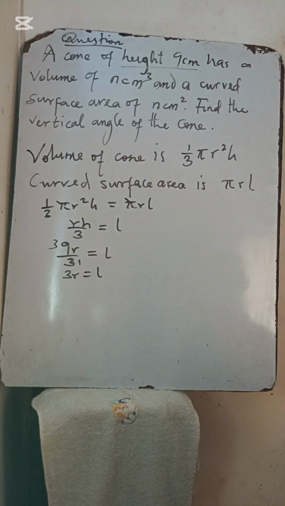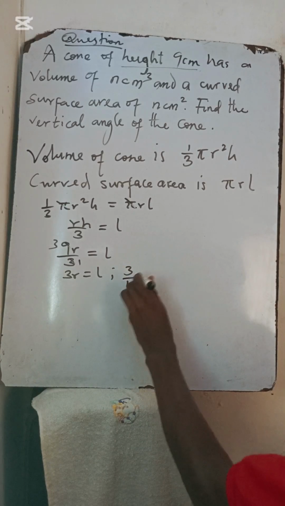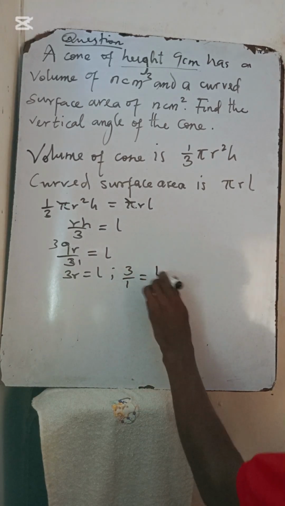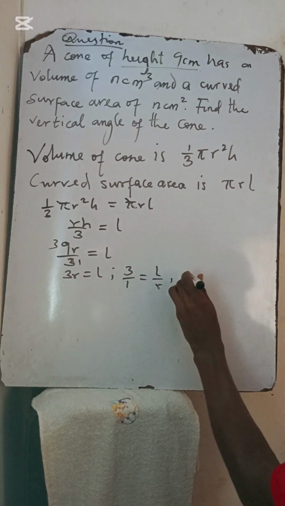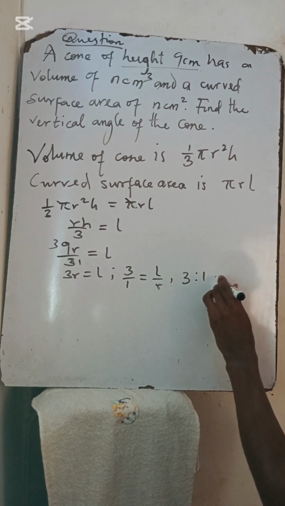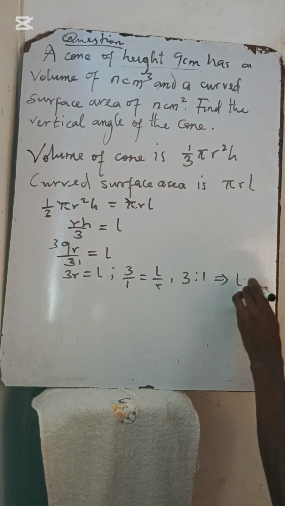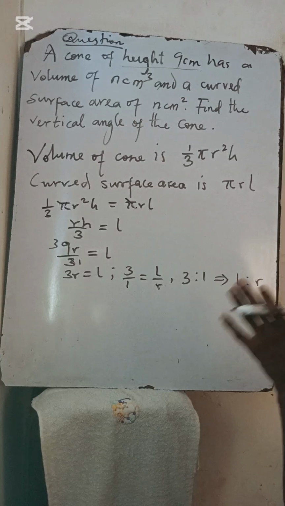This we have here, we can express in terms of ratio, which tells us that 3 over 1 is equal to L over r. So we can conclude that 3 is to 1 as L is to r. This is how it looks in terms of ratio.